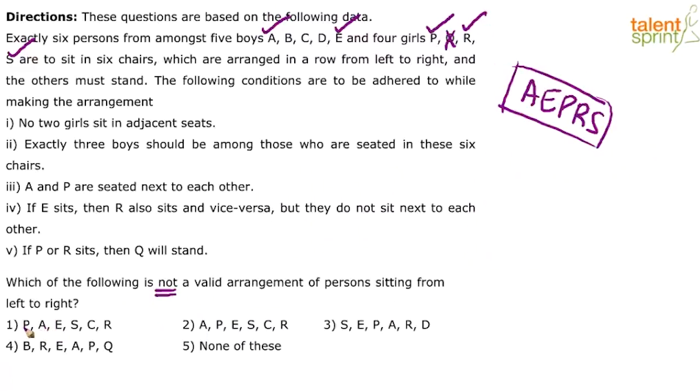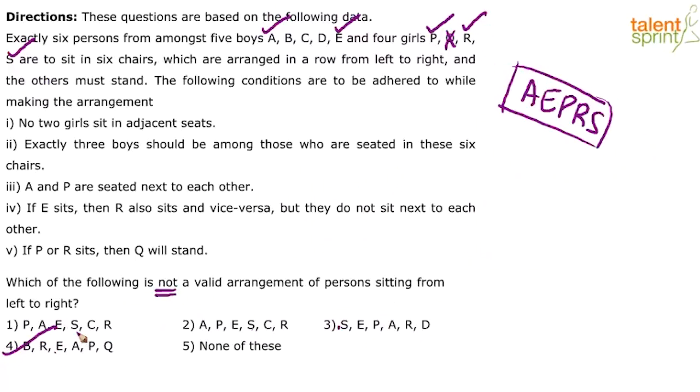Here we have A, E, P, R, S. Yes. A, E, P, R, S. Yes. A, E, P, R, S. Yes. A, E, P, R. S is not available. You see, in option 4, we don't have S. And we have understood in detail earlier that S is definitely a part of the group which takes these 6 chairs. So since S is missing, I can say option 4 is the answer.